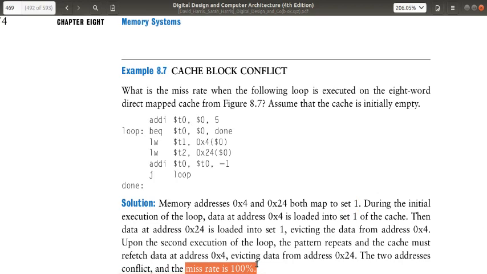This is one of the major problems with direct mapping. Since there is only one block per set, when another block having the same set bits comes, there is an issue. For solving this issue, we go for n-way set associative mapping. That is, there will be n blocks per set.